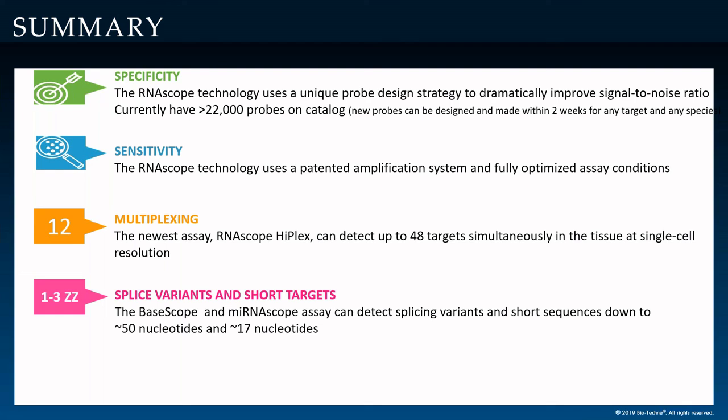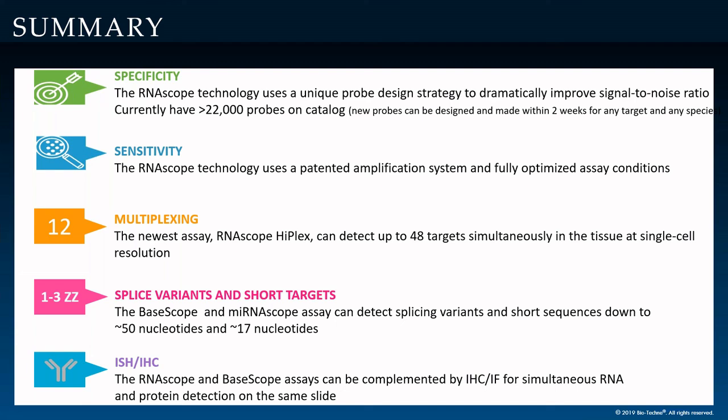With our assays such as BaseScope and miRNAscope, you can detect splice variants and short sequences down to 50 nucleotides or 17 nucleotides respectively. And lastly, RNAscope assays can also be complemented with IHC using our new integrated co-detection workflow to allow you to simultaneously look at RNA and protein on the same slide.